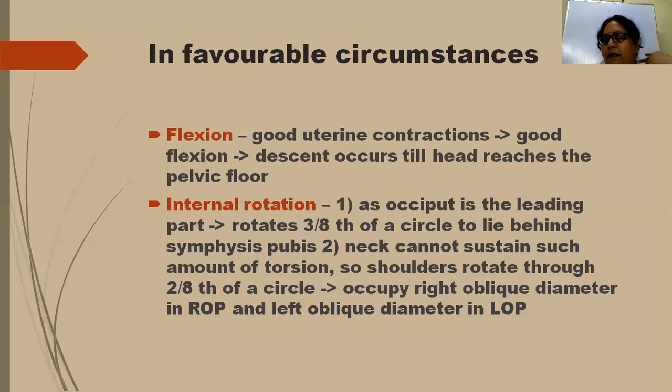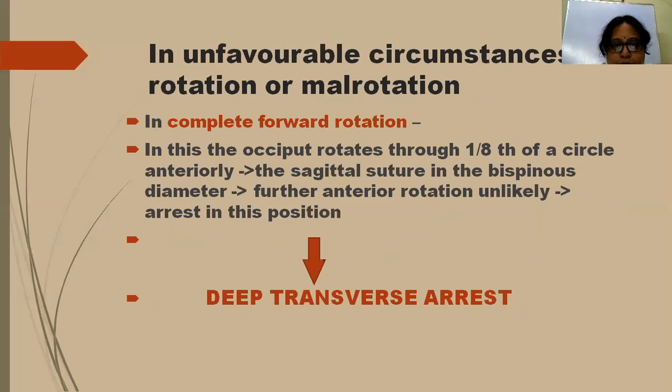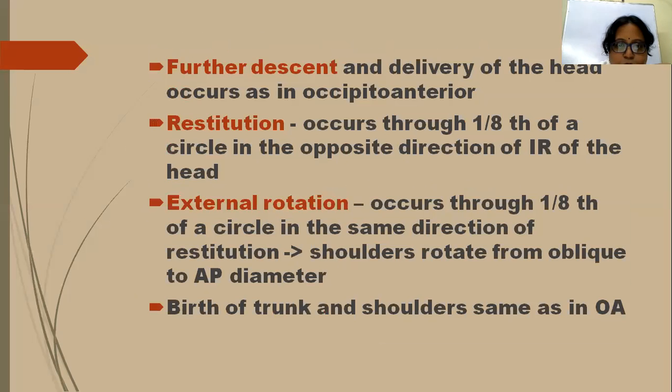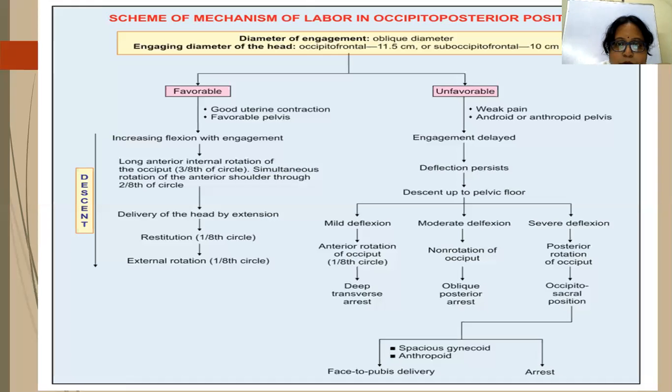What happens? Engagement. How does it engage? What are the engaging diameters? So we will see this. When it is in a favorable position, the engaging diameter is the oblique diameter, which is occipitofrontal, 11.5 centimeters, or suboccipitofrontal, which is 10 centimeters.